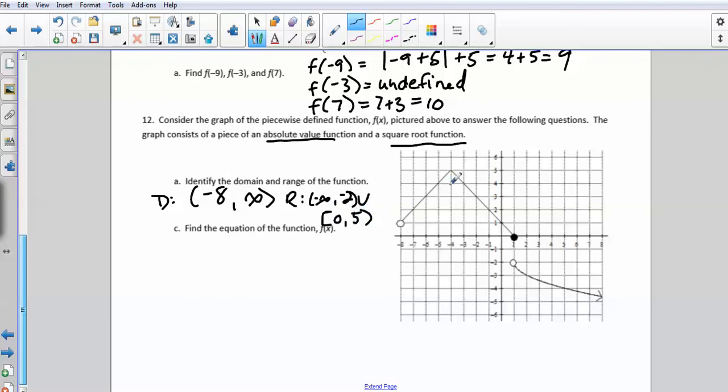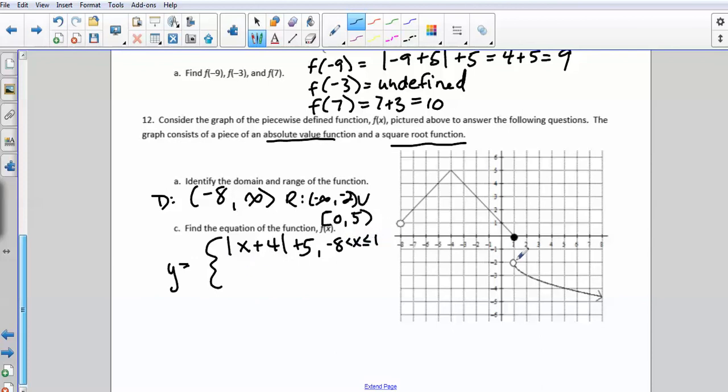All right, the equation of the function. My absolute value graph, the vertex has shifted from the origin. It's shifted left 4 and up 5. So I have y equals the absolute value, x plus 4 will shift it left 4, and then plus 5 will shift it up 5. Now that's going to be if x is greater than -8 and less than or equal to 1.